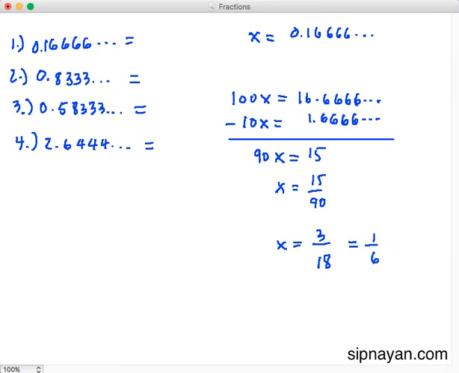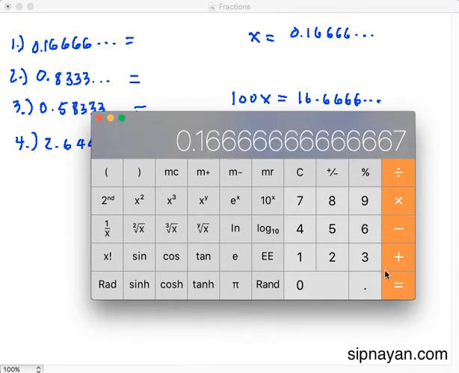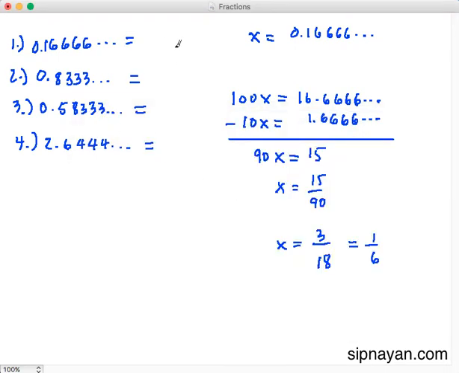So, divided by 3, that's 1 over 6. Tignan natin, pag nag 1 divided by 6, dapat ang lalabas ito yung 0.1666. Tama naman, nag-round off lang siya dito kasi infinitely many sixes. So, tama tayo. Ang tama sa number 1 ay 1/6.